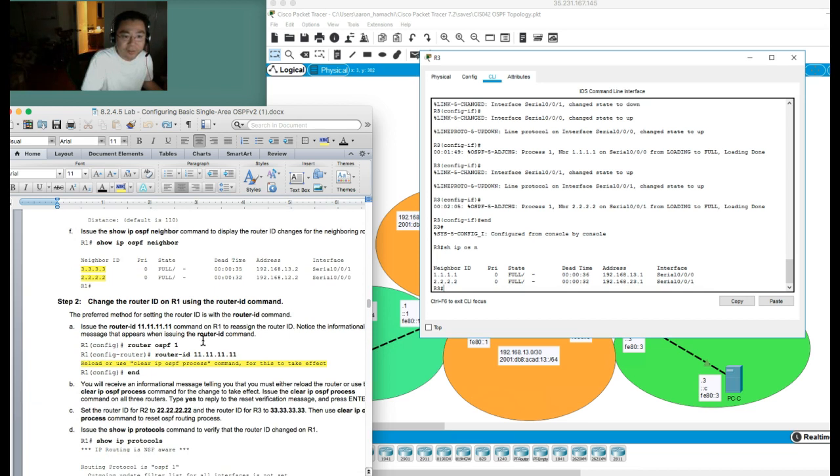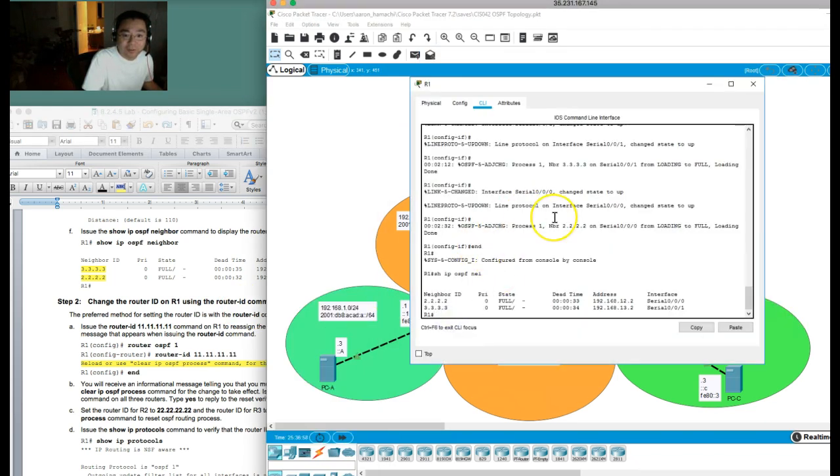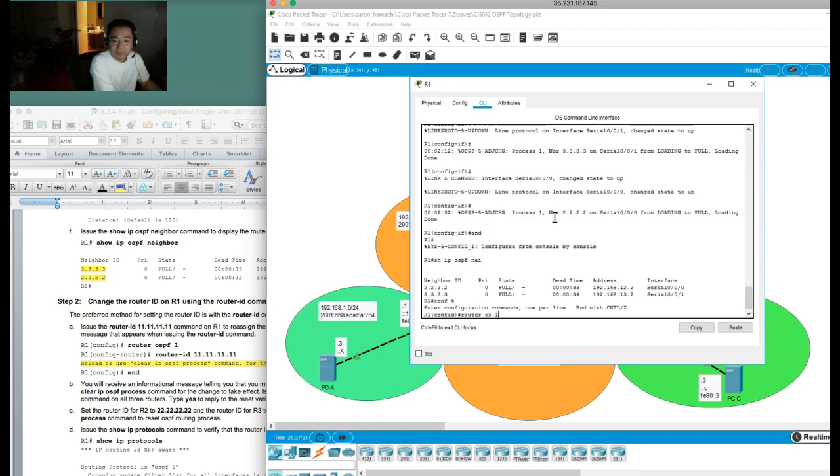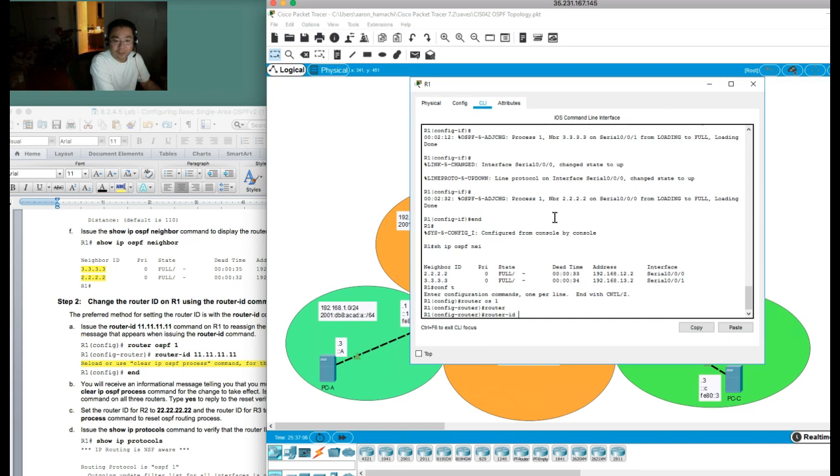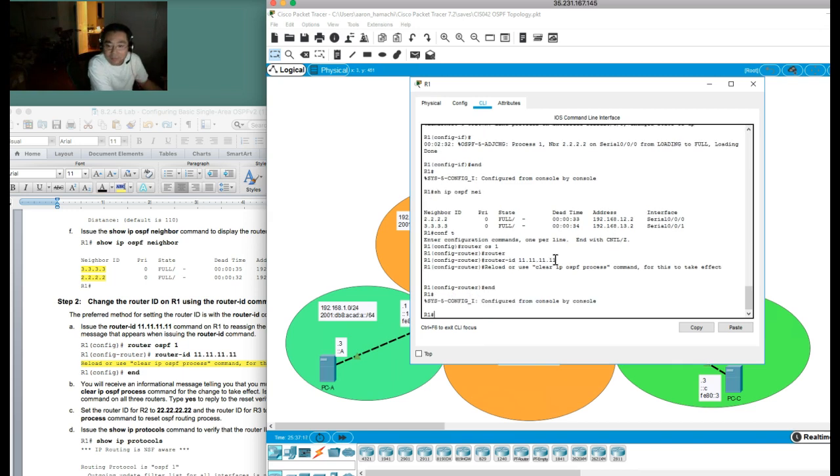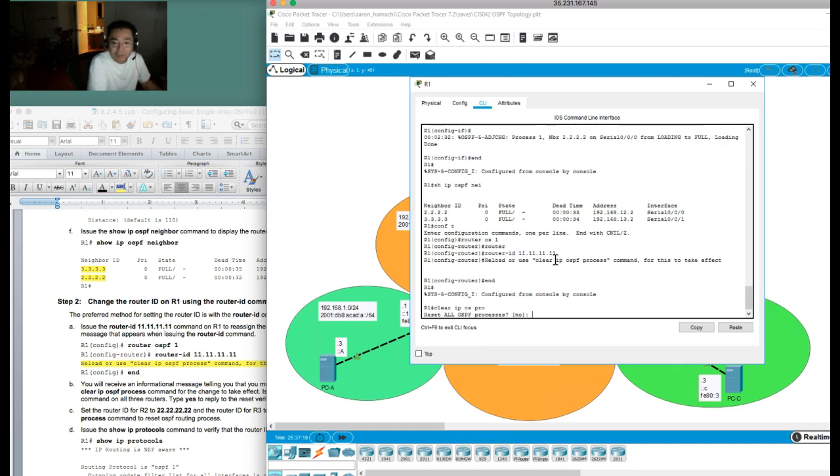Okay, and there's also a way, instead of having the IP become the router ID, what you can do is also hardcode the router ID. And the way you do that is you go into the OSPF process, and you choose the router ID. So in this case, it's doing that. And then clear IP OSPF process.